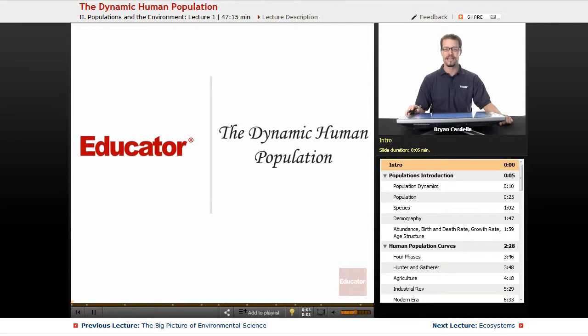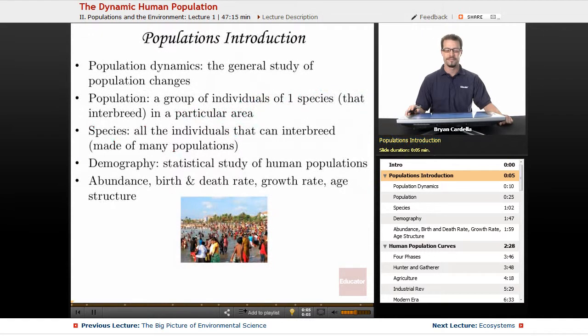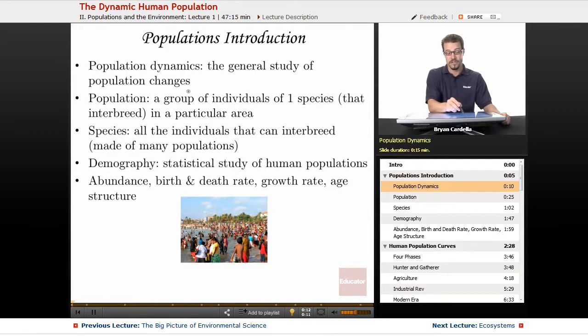This is the lesson on the dynamic human population. When we look at populations in general, population dynamics is the general study of population changes, and dynamics is a great term for it. Populations are rarely, if ever, static. There are going to be changes over time: birth rate, death rate, immigration, emigration, etc.